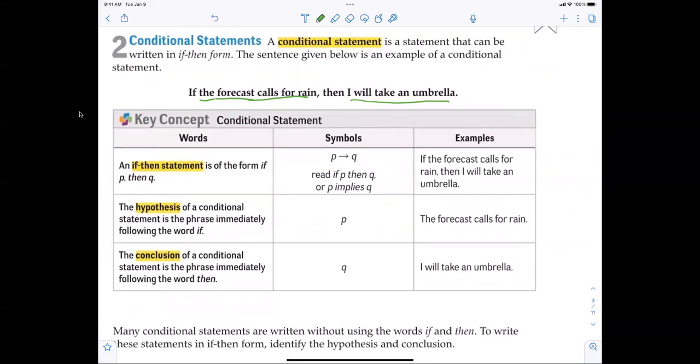In math, we represent words with symbols. So instead of writing all that out, we just abbreviate everything. We call the hypothesis P and we call the conclusion Q, for some strange reason. I have no idea why. And if it's conditional, they use this arrow, if-then. Is everybody with me on that? So we label this as P, we label this as Q, and then it's a conditional. So we say if P, then Q. That's how simple it is.